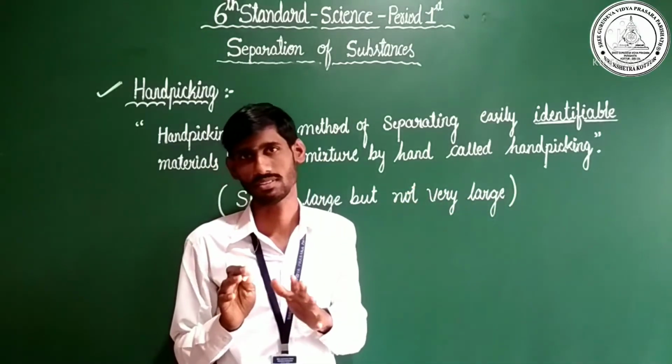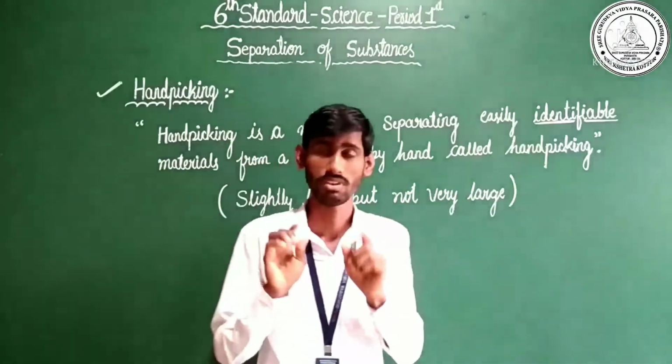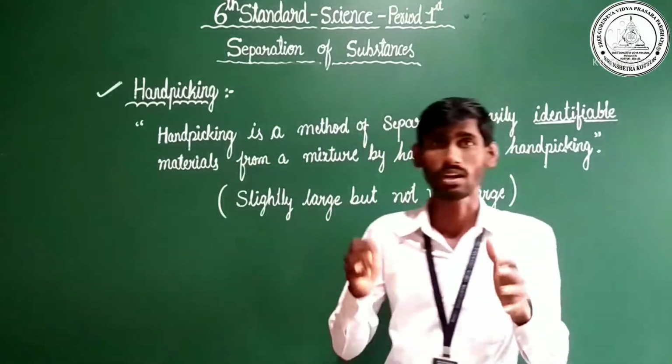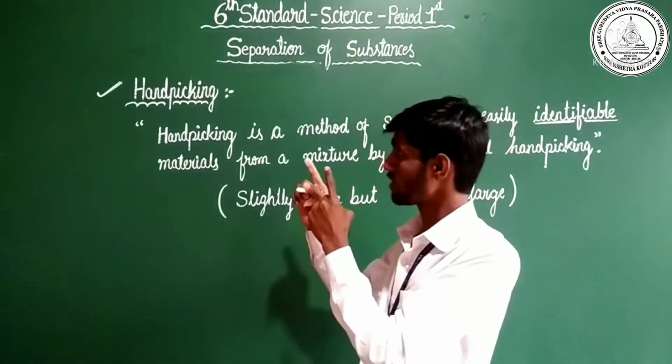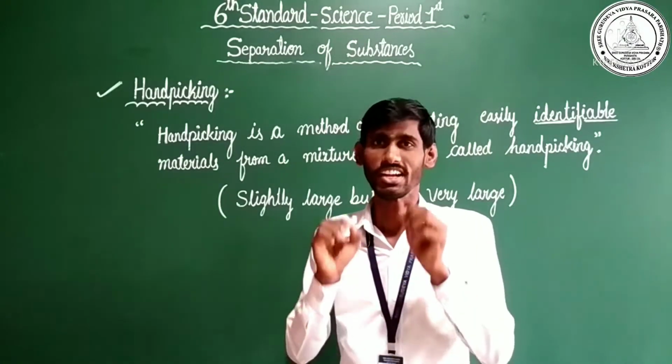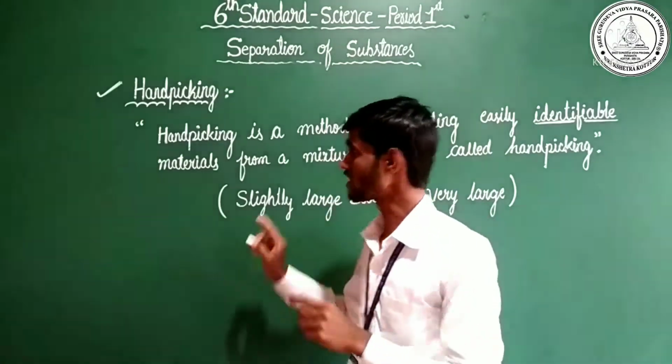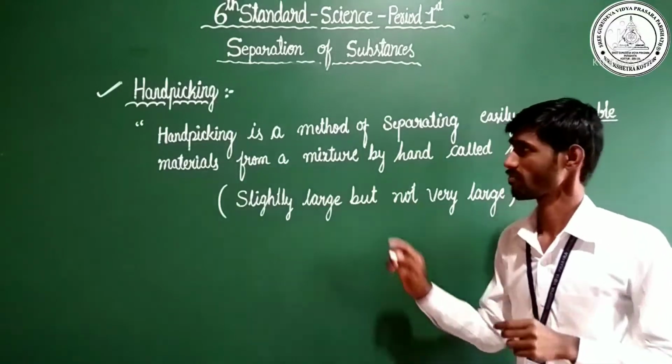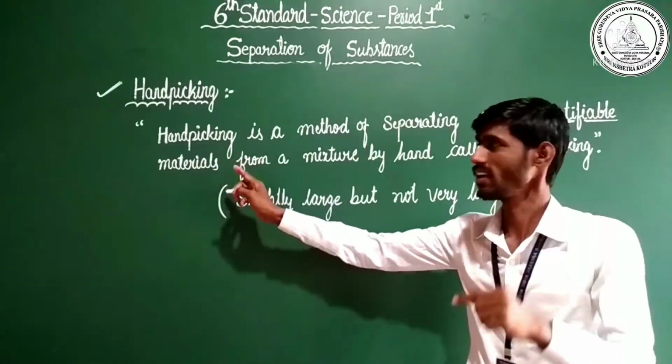There are many methods because it's highly impossible to use one method to separate all different varieties of substances. Okay, dear children, so that's why we are making different methods. The first one is hand picking. What is hand picking, or define hand picking? Dear children, here is a definition. All of you save it in your mind.